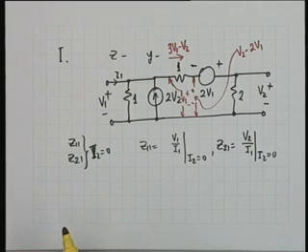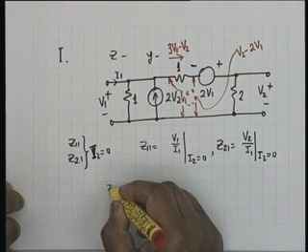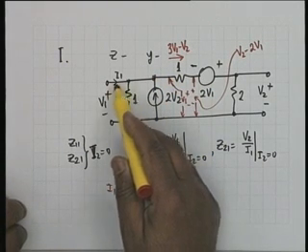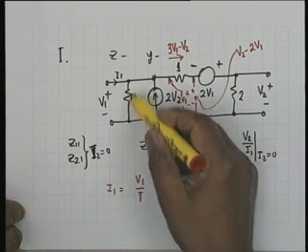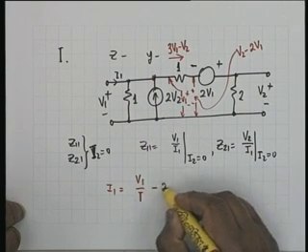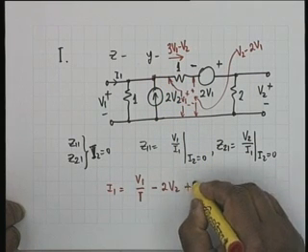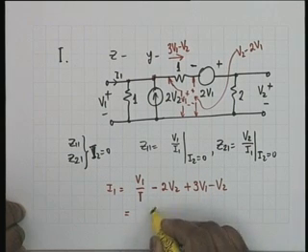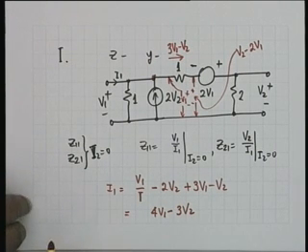That solves the problem. Once you are able to identify this current, my equation, if I write KCL at this point, I1 is equal to V1 by 1, that is the current through this resistance, then 2 V2 is coming, so minus 2 V2, then 3 V1 minus V2 is going, so 3 V1 minus V2. If you simplify this, it is simply 4 V1 minus 3 V2. This is equal to I1.